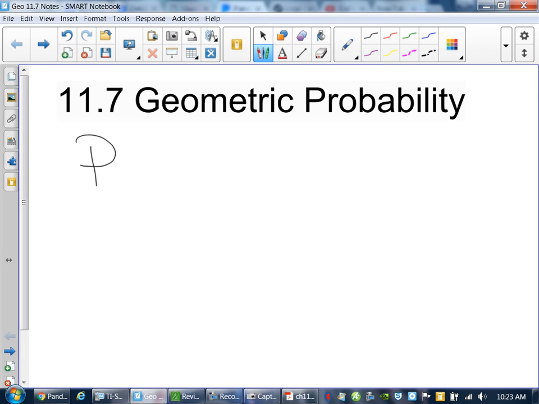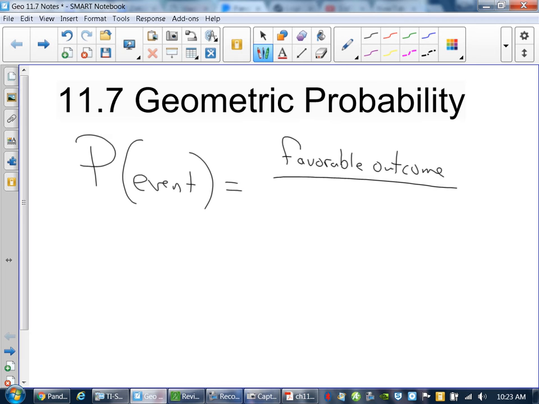Probability of some event. This is how we generally write this out. Capital P stands for probability. Throw it in parentheses is what you're looking to accomplish. When you're dealing with probabilities, think of it as always going to be a ratio, a fraction, a decimal, percentage, something along those lines, of your favorable outcomes divided by total possible outcomes.